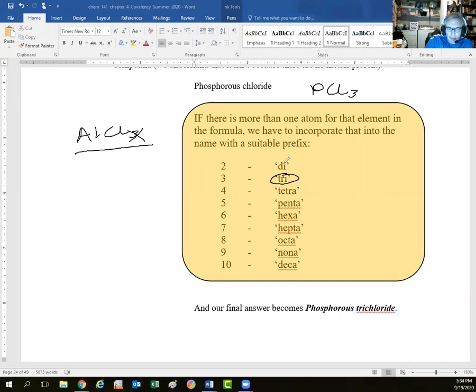If there's 2 atoms of that element, we put in a di. 4 would be tetra, like a tetrahedron with 4 sides, or a pentagon with 5 sides, hexagon with 6 sides, heptagon with 7 sides, octagon with 8 sides, or octa for the prefix. Then we have nona for 9 and deca for 10. That's as far as we'll take it. I wouldn't expect you to name compounds with 12, 18, 22 or more. Just the first 10. We are doing an introductory course after all.